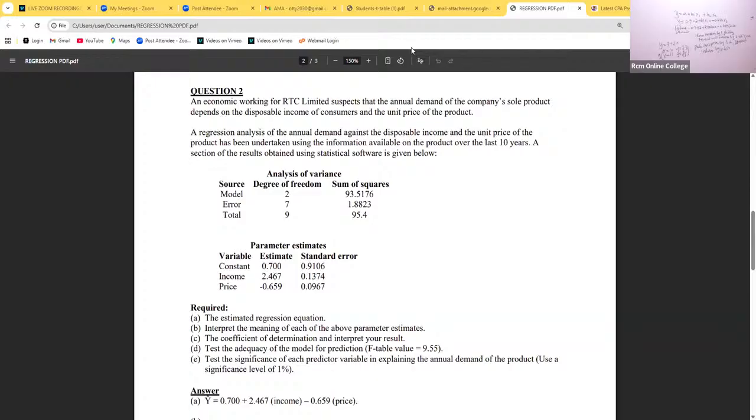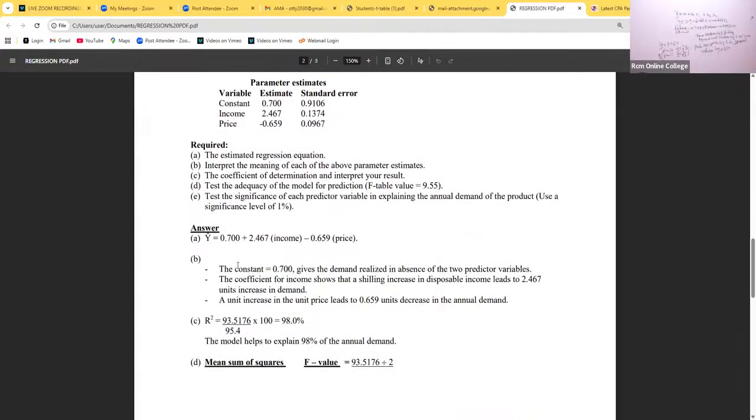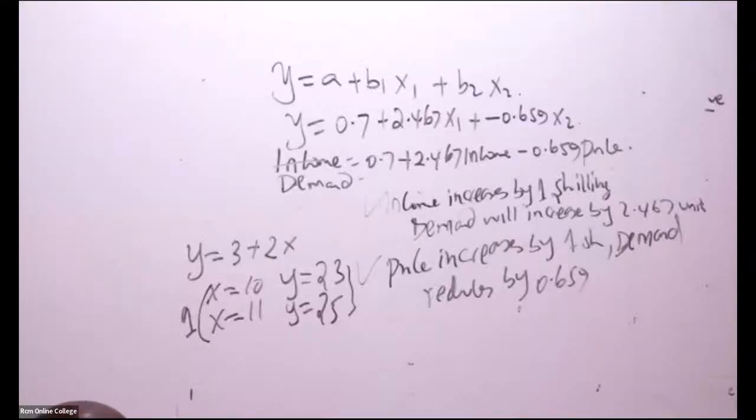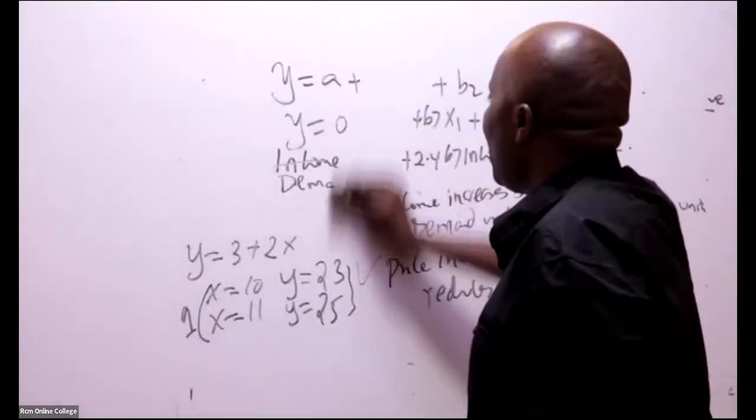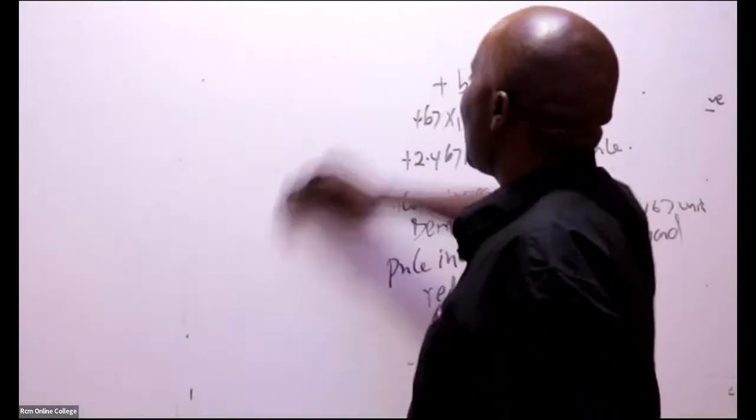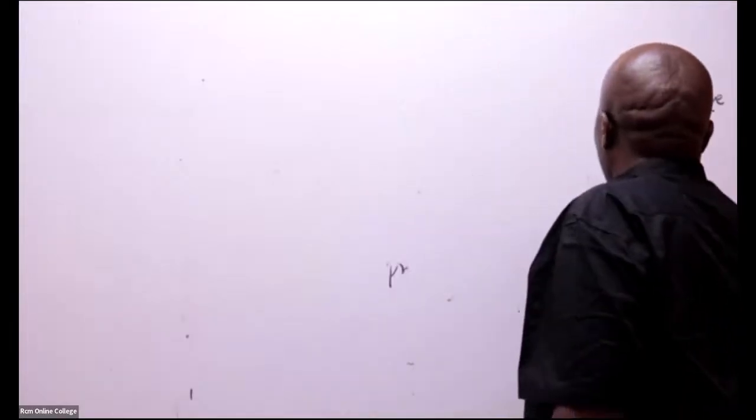98 point, great. Let me check whether you guys got it right. Yeah, you can see 98.0. So the model helps to explain 98% of the annual demand, and then 2% will be explained by other factors. So this R squared, ladies and gentlemen, to get this R squared is really easy. This is what we shall do to get R squared.